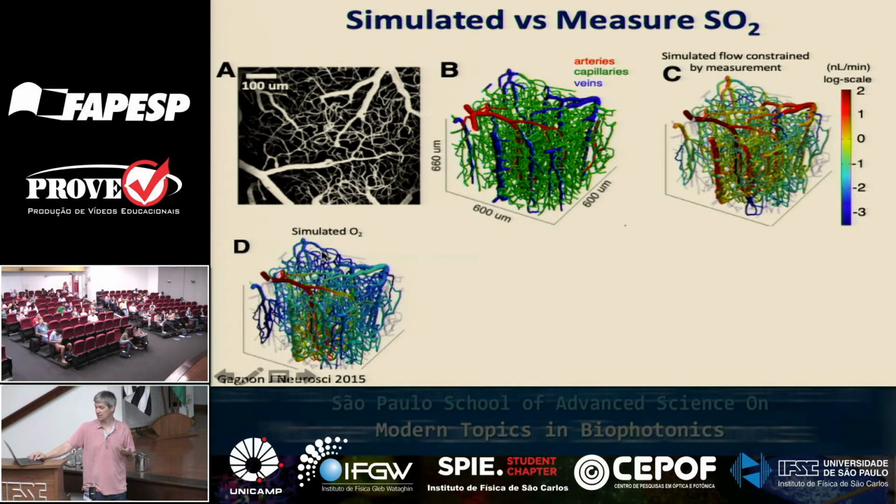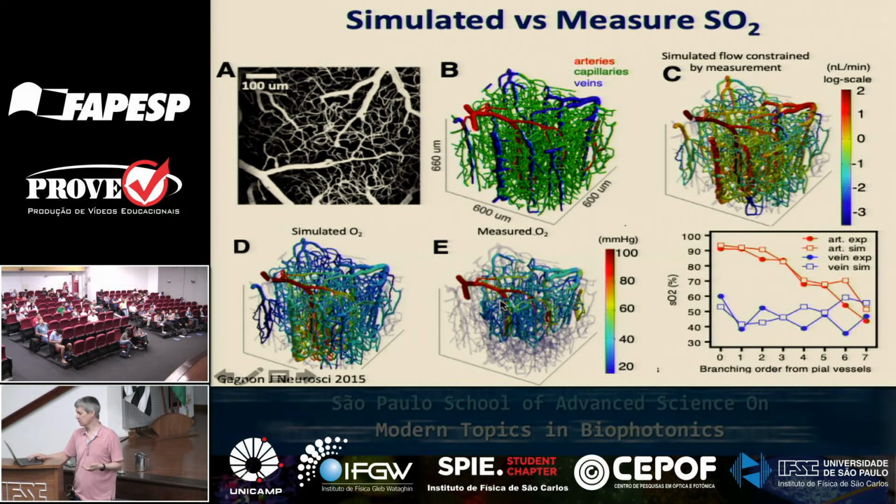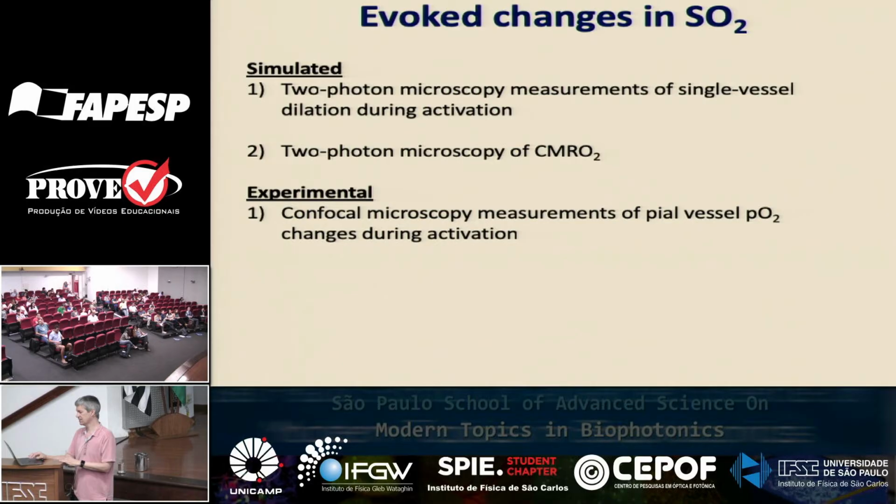Now we've simulated here the oxygenation throughout the microvascular network, but remember we've also measured oxygenation throughout the microvascular network. So we can now validate whether or not our model is accurate. And so we compare those for different branch orders of arterioles and venules, and we see good agreement between the simulations and the experiments, right? So we're validating the model each step of the way. So this gives us confidence in our model.